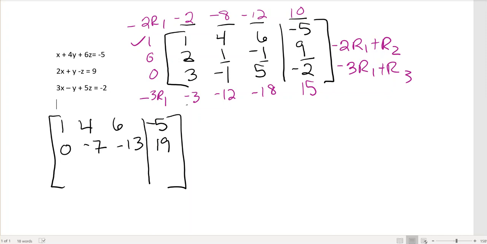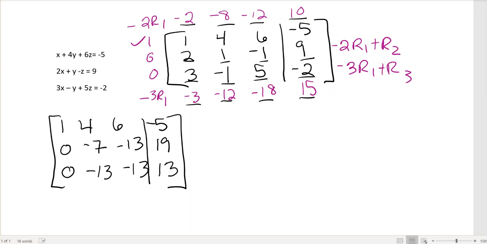Moving on to the third row, I have negative 3 and 3 is 0. Negative 12 and negative 1 is negative 13. Negative 18 and 5 is negative 13. And then 15 and negative 2 is positive 13.